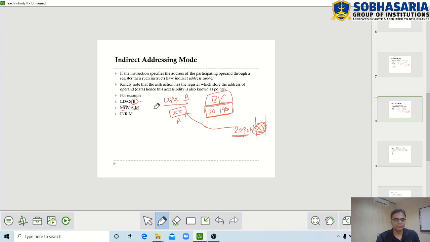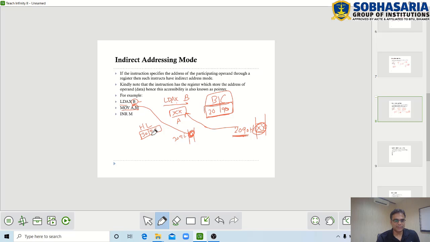Similarly, MOV A, M loads a data from memory into the accumulator. Now what does M specify? M specifies the memory pointed to by the HL pair. So the HL pair will have some address, suppose 309E. So 309E will be considered as an address, and whatever data is available at this address will be loaded into the accumulator. This is what MOV A, M is going to perform.